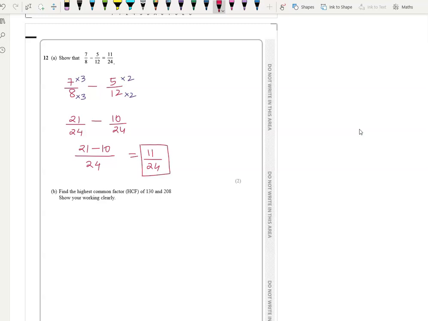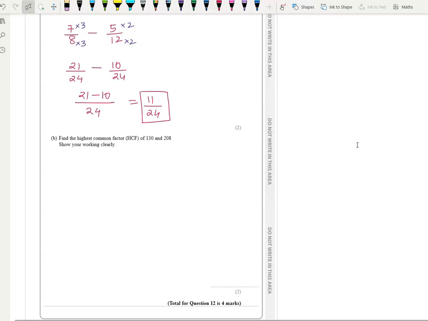Okay, next question. Find the highest common factor of 130 and 208. Show your working clearly. The easy way to find out is using the product of primes. To get that, you have to draw a factor tree. First I'll teach you how to draw a factor tree, and then I'll explain there is a faster way to get the product of primes from the calculator.